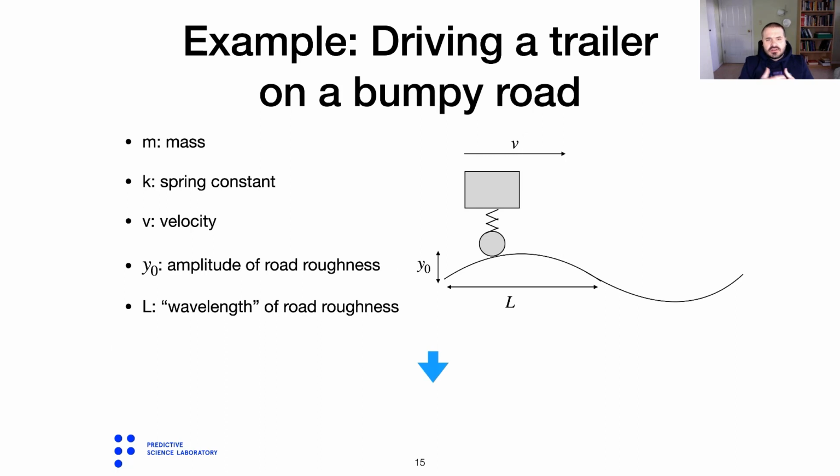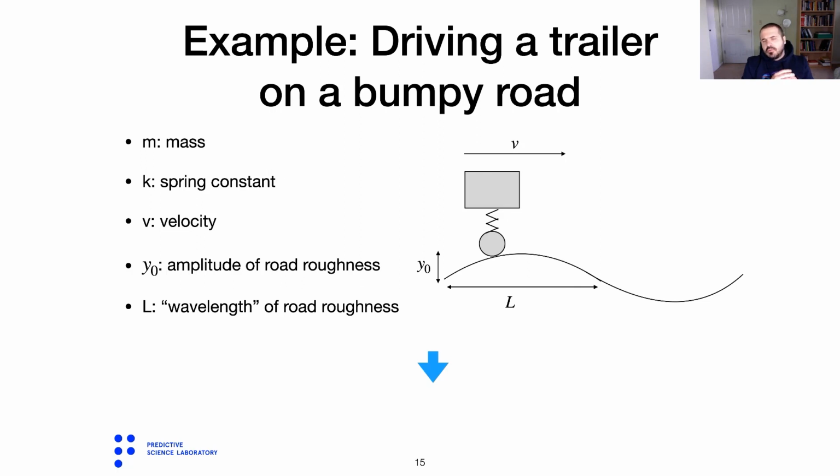So let's study this through an example. Consider here a trailer driving on a bumpy road, and first of all we're going to come up with a model for the frequency and the amplitude of the trailer suspension. So let's say that the trailer has mass m, the suspension has a spring constant k. We're going to ignore any damping effects. Of course, this is unrealistic, but for the sake of this example, it's going to be okay.